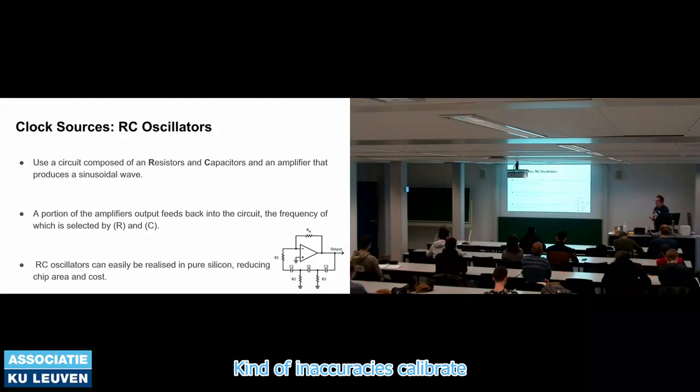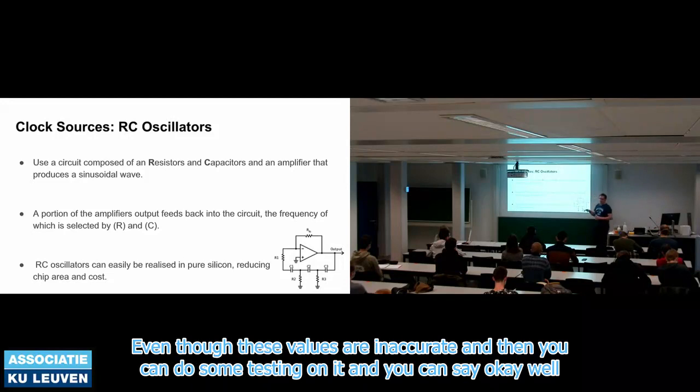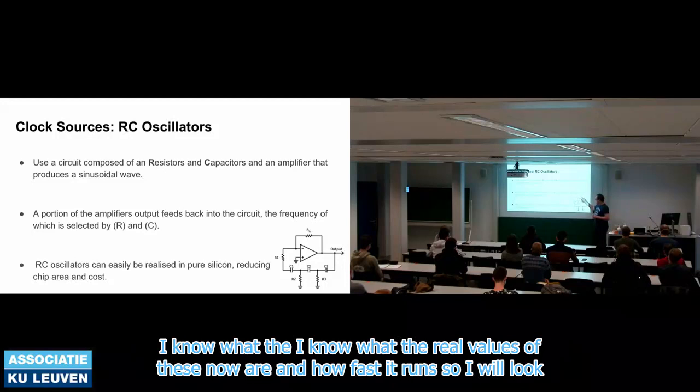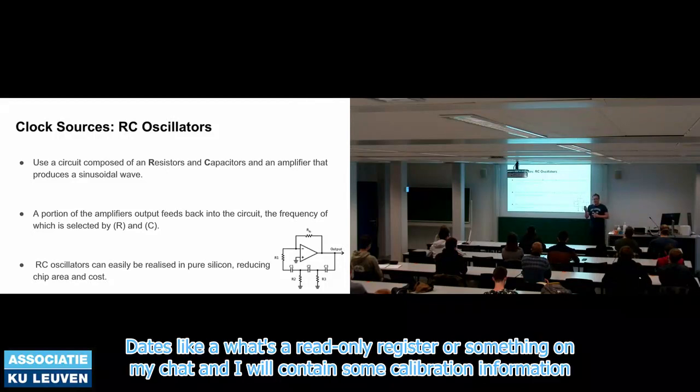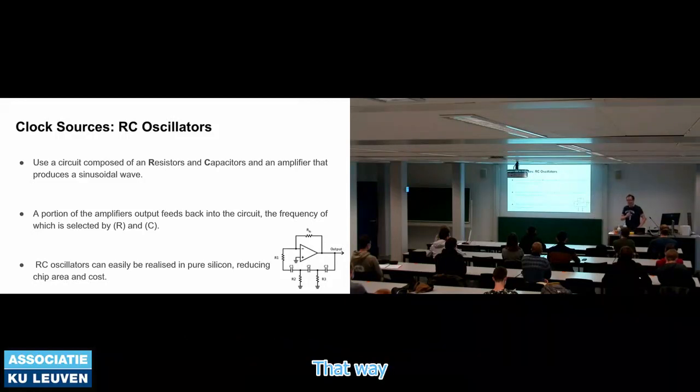You can calibrate. Even though these values are inaccurate, you can do some testing on it and say, okay, I know what the real values of these now are and how fast it runs, so I will update, let's say, a read-only register on my chip, and that will contain some calibration information. So I can also get rid of the broad manufacture time variance in these things. So you can make it a little bit better that way. Well, actually quite a lot better.